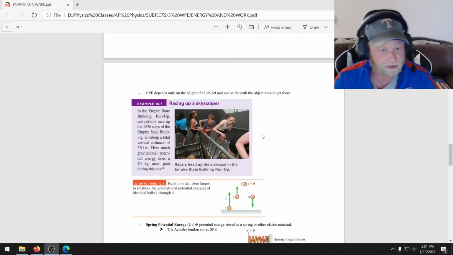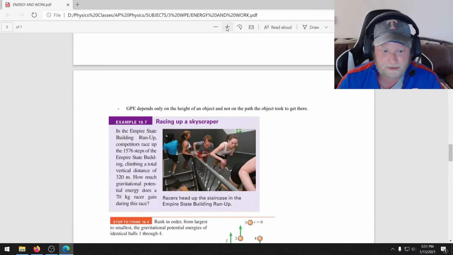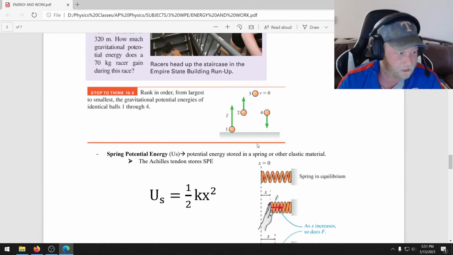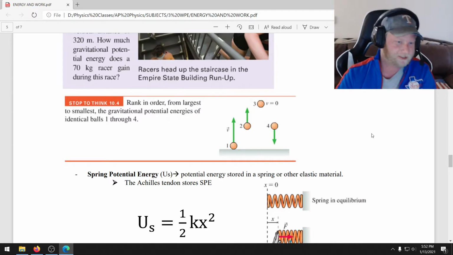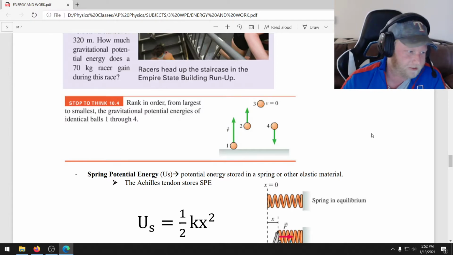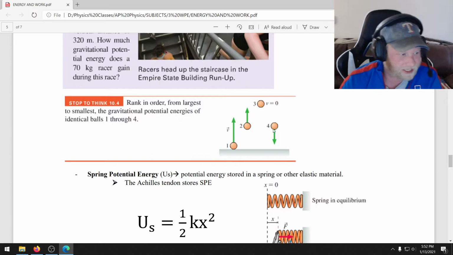Now, take a look at Stop to Think 10.4. In this scenario, we've got 4 identical spheres. So they have the same mass, and they're all at different heights. And we want to rank their gravitational potential energies from largest to smallest. So take a second, pause the video, see if you can't figure that out.